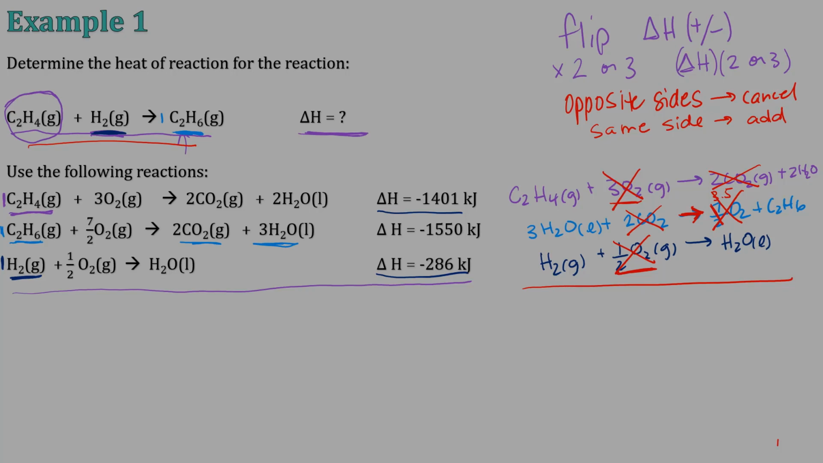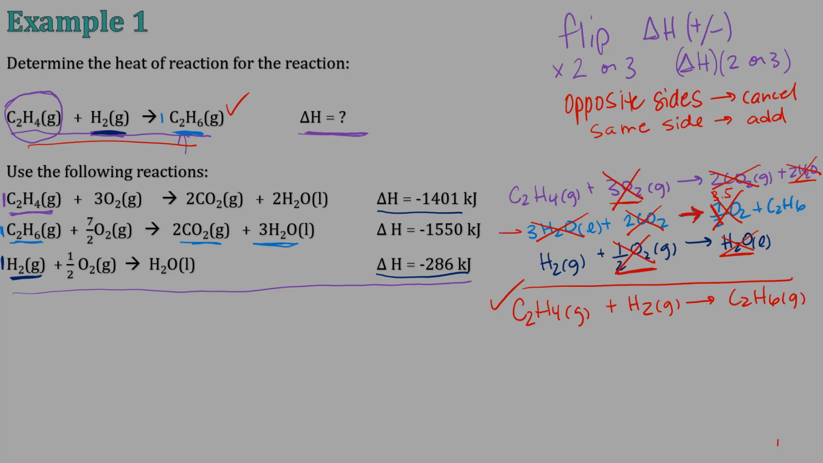And then I have 2 liquid waters, and those, I have 3. So there's 2 here, and then there's 1 here. So that's 3, cancels out with those 3. So what is left is C2H4 plus H2, because they're both on the reactant side, gives me C2H6. So that's the reaction that I want. It's the same thing. So then all I have to do is add these together.